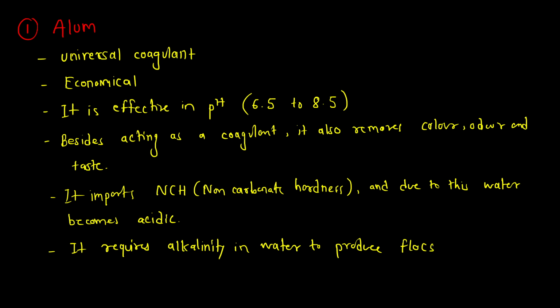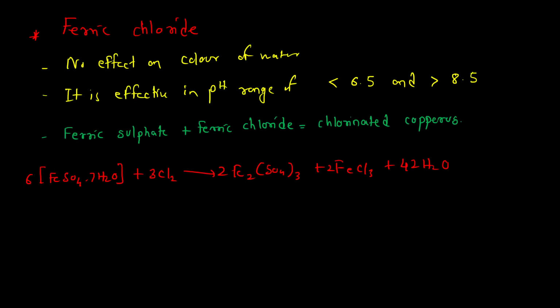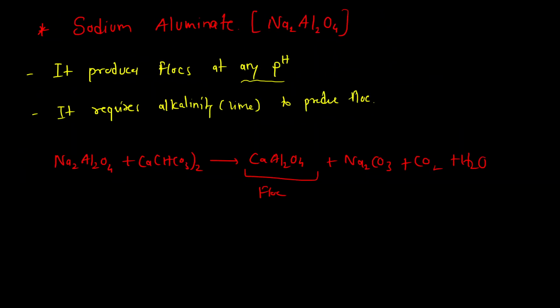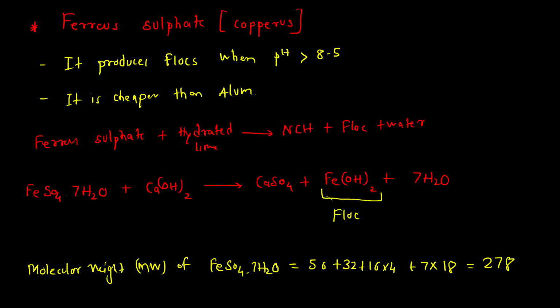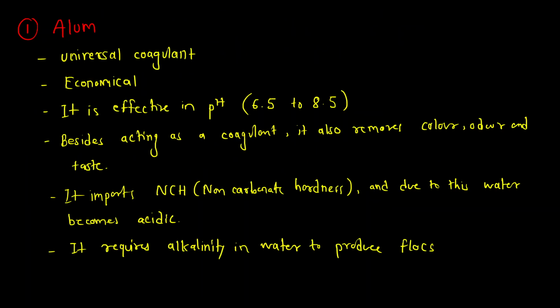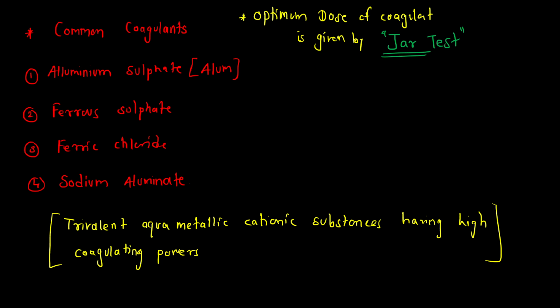However, the pH range is most important, that is which coagulant is effective in which pH range, depending on the pH of water, where it works properly. We have seen that the last one, sodium aluminate, works at all pH, and the remaining pH ranges I have given to you. So with this, the common coagulants topic is completed. You should also remember this important point, that the optimum dose of coagulant is given by a jar test.